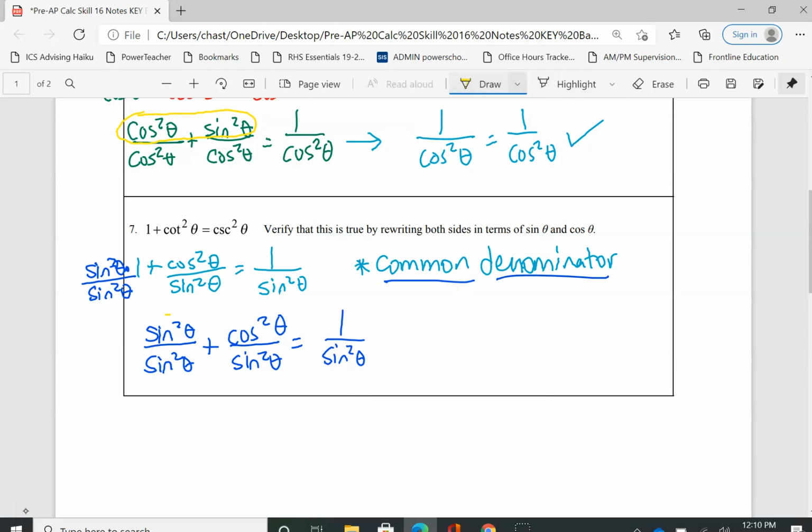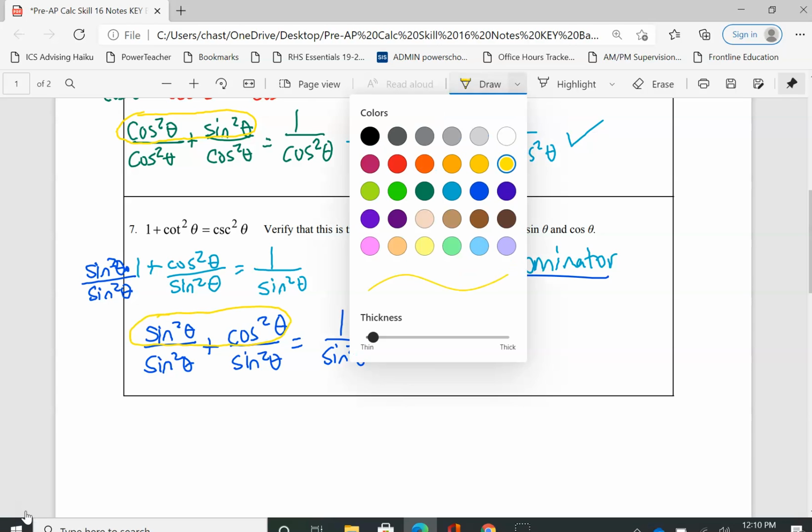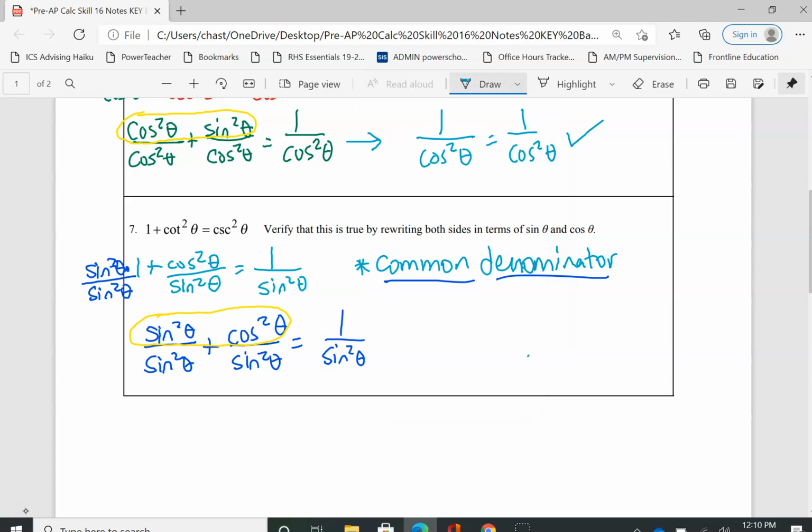Once again, we can see we have this sine squared plus the cosine squared, and we know that's equal to 1. So this becomes 1 over sine squared theta equals 1 over sine squared theta, which means both sides check out, and that means that this is another identity.